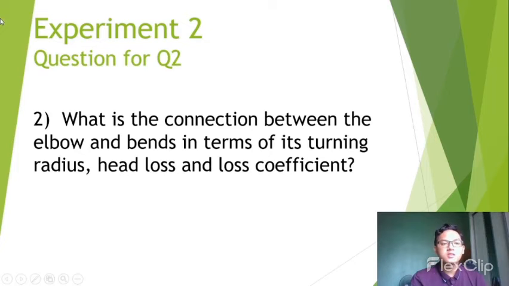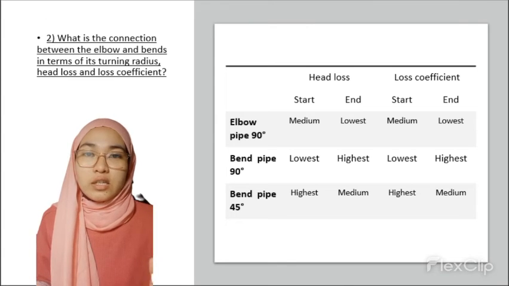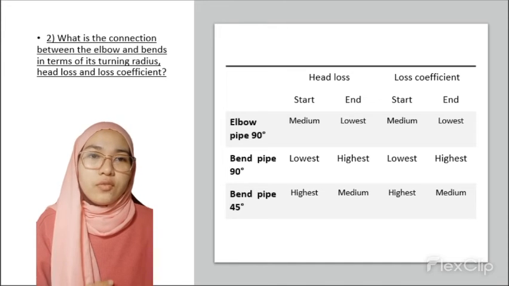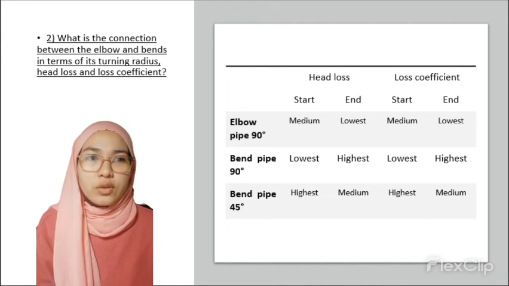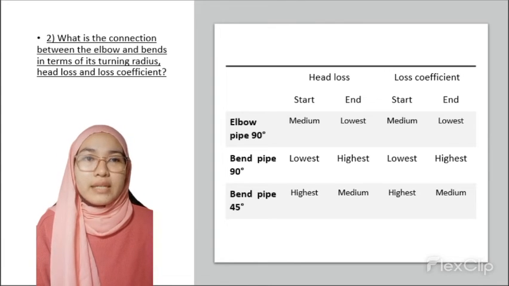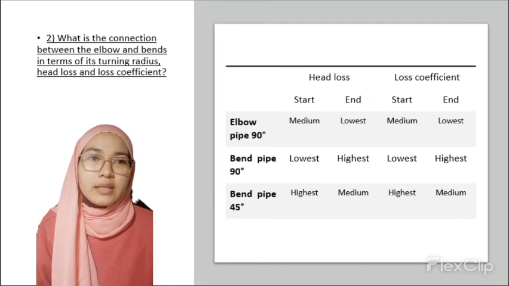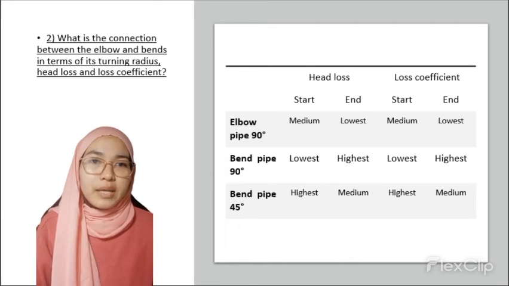So I would like to ask question 2. What is the connection between the elbow and bends in terms of its turning radius, head loss and loss coefficient? Okay, the answer to the question: the head loss for the bend pipe of 45 degree at the lowest volumetric flow does have the highest value, followed by the elbow pipe of 90 degree and the bend pipe of 90 degree. Whereas at the highest volumetric flow, the head loss is higher than that in an elbow pipe at 90 degree, but also lower than the bend pipe at 90 degree.